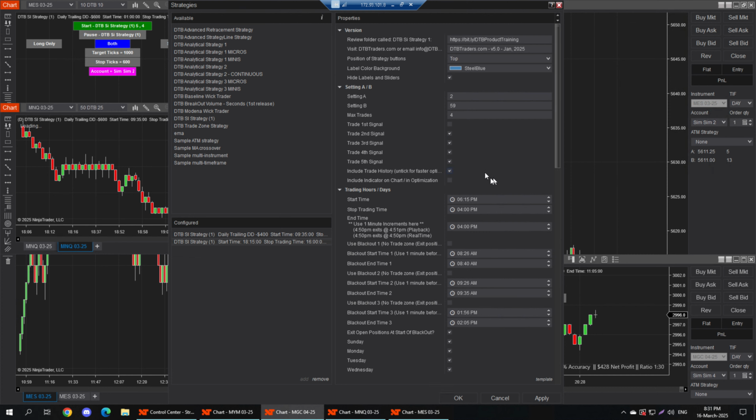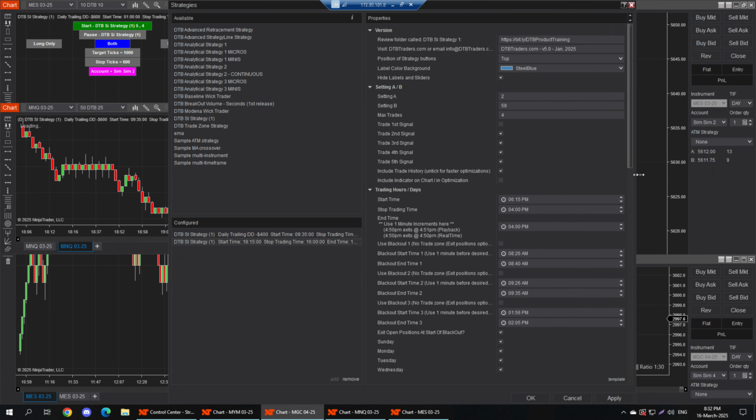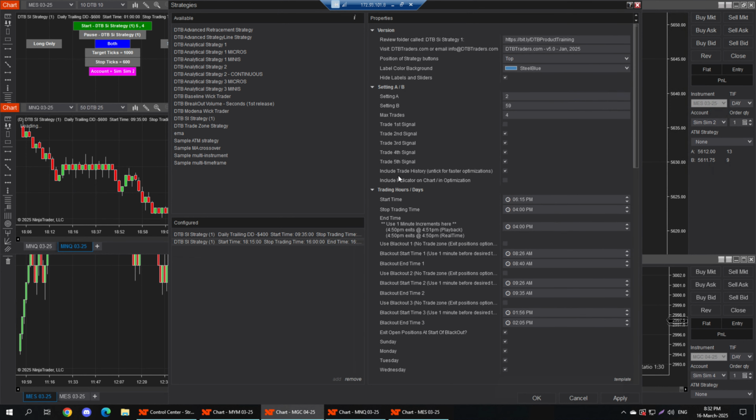Okay, so what we're going to look at, we've still got the setting A and B, so they are in there. The max trades are all in there. So obviously on this strategy, we've got 1 at the moment on the game plan. We've got our include trade history, so we can untick that for faster optimization. So that's one of the things that we added to the strategy. So it helps that the optimization is running a lot faster.